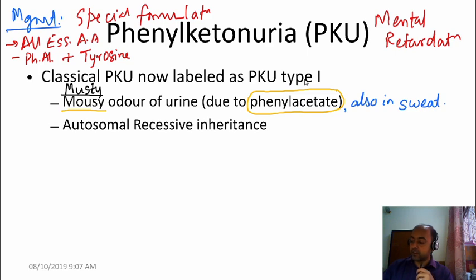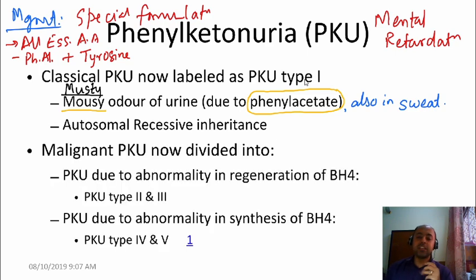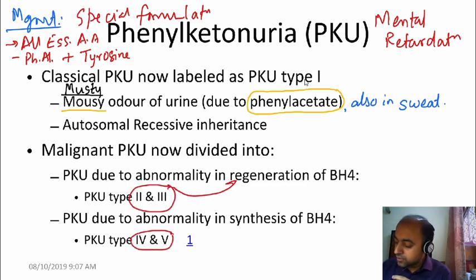Okay. Then the second part, where we said the malignant PKU is now subdivided into type 2, 3, 4, and 5. Types 2 and 3 are due to defect in regeneration, not biosynthesis. Types 4 and 5 are due to defect in biosynthesis. In the diagram, I had written it wrong. Both the processes require two enzymes each, and therefore we have two subtypes for each of the scenarios.